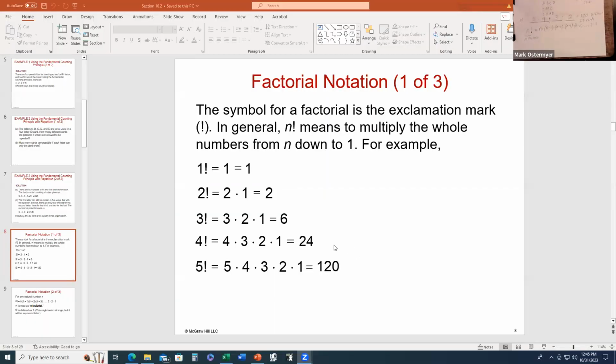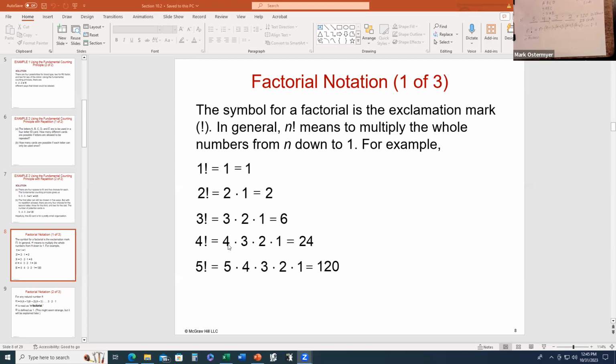So what would 1 factorial be? 1 factorial is going to be 1. 2 factorial is 2 times 2 minus 1, or 2 times 1, or 2. 3 factorial is 3 times 3 minus 1, which is 2, times 3 minus 2, which is 1. 3 times 2 times 1 is 6.